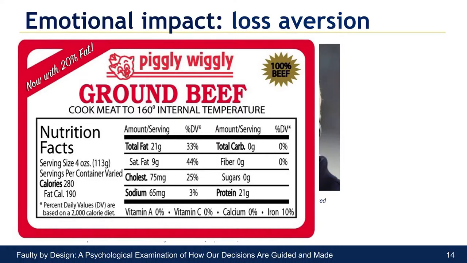So loss aversion plays very heavily upon us. Nobody likes to lose. And we place greater psychological weight on a loss than a gain, especially when it comes to money. So think about the stock market. Oftentimes what we'll do is we'll panic when the stock market tanks and sell off everything. And then we'll get back into the market after the price goes up. So we're not buying low and selling high. We're doing the opposite.